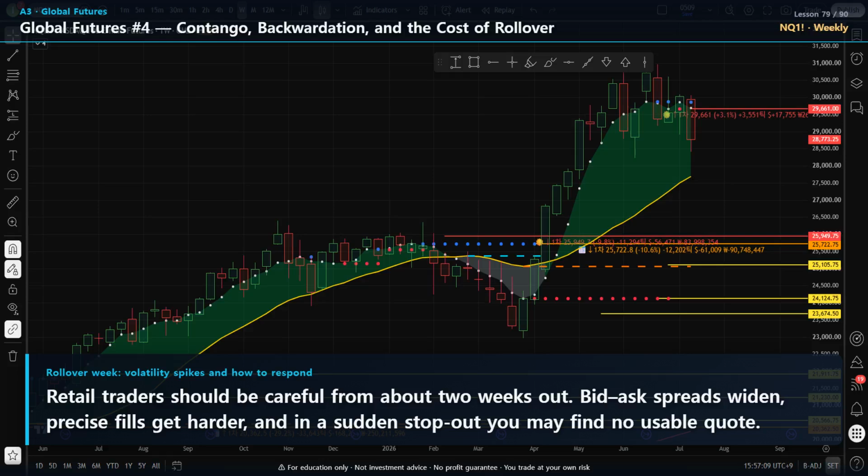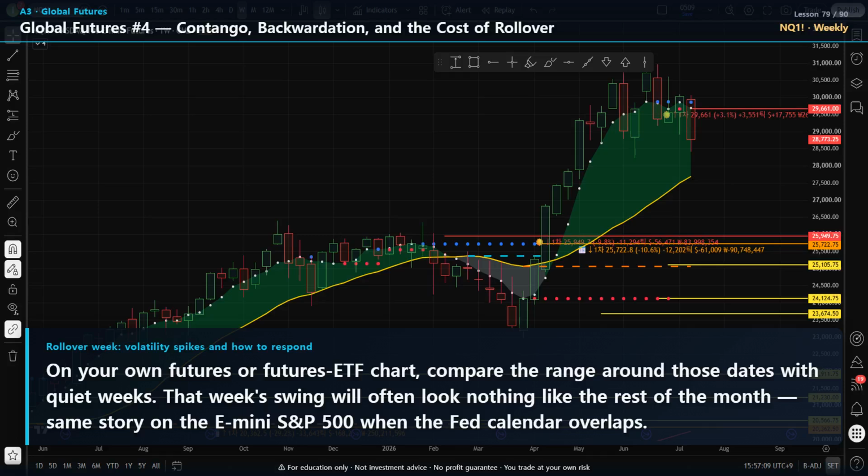Retail traders should be careful from about 2 weeks out. Bid-ask spreads widen, precise fills get harder, and in a sudden stop out you may find no usable quote. On your own futures chart, compare the range around those dates with quiet weeks. That week's swing will often look nothing like the rest of the month. Same story on the S&P 500 when the Fed calendar overlaps.